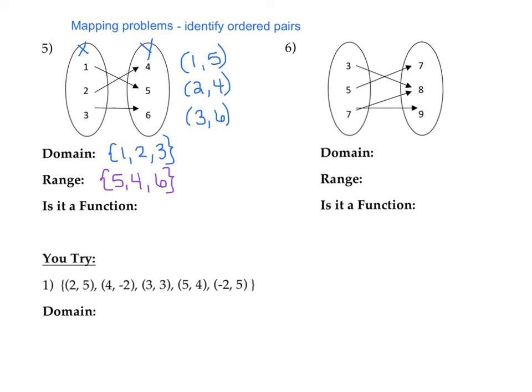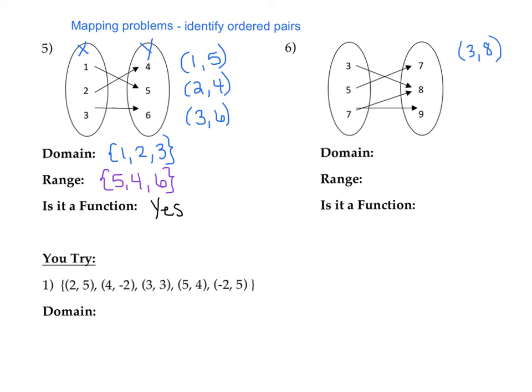And then, is this a function? Yes, it is. All x values are different. No x values repeat. So yes, it is a function. Let's look at number 6. Our first step is you want to identify our ordered pairs. So 3 to 8 is our first ordered pair.